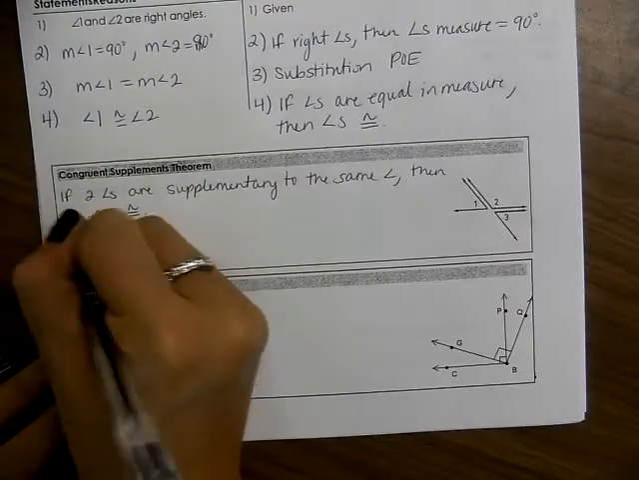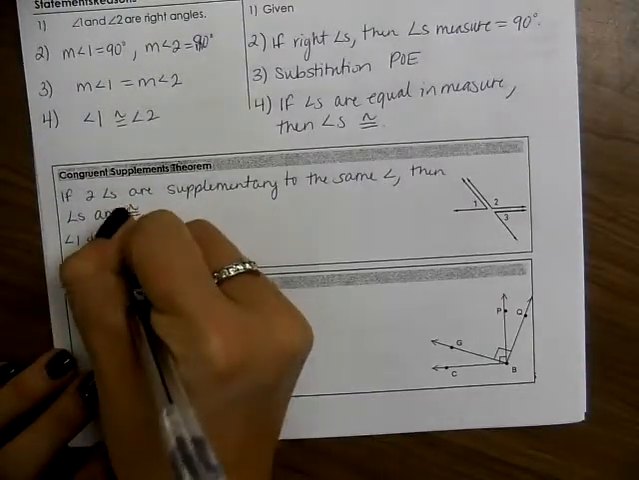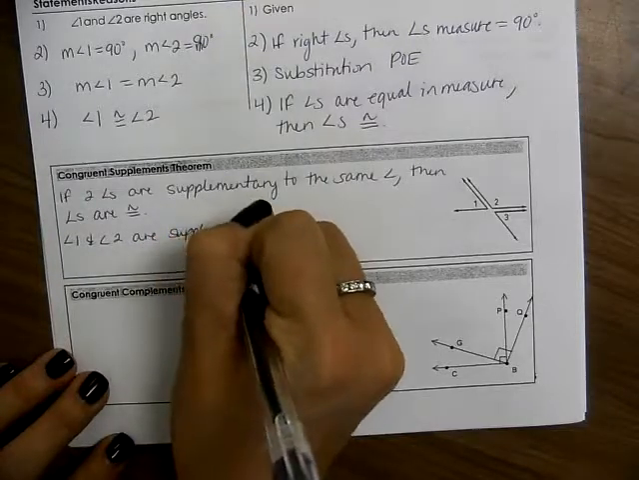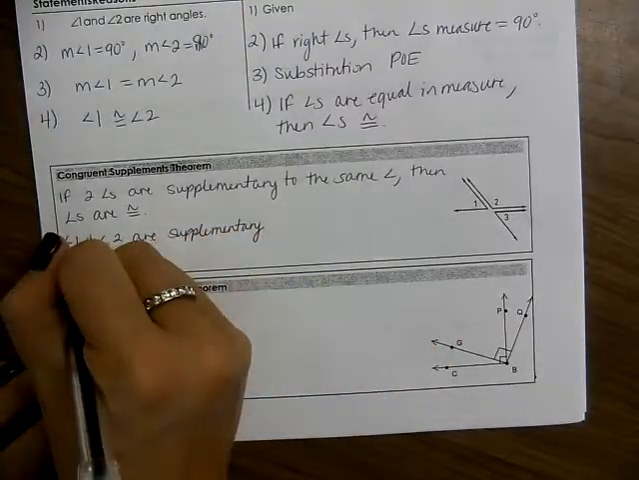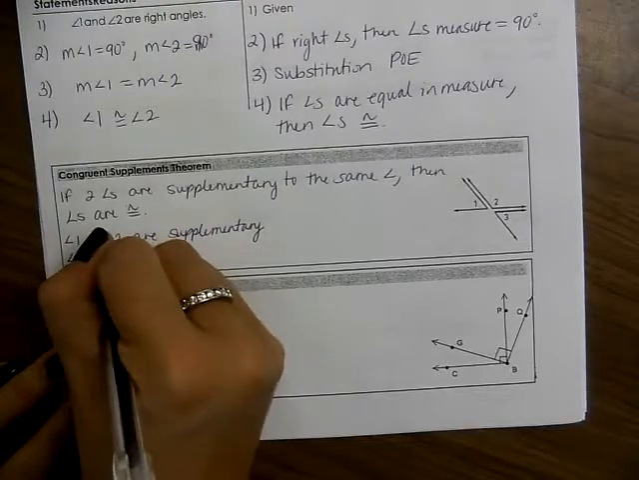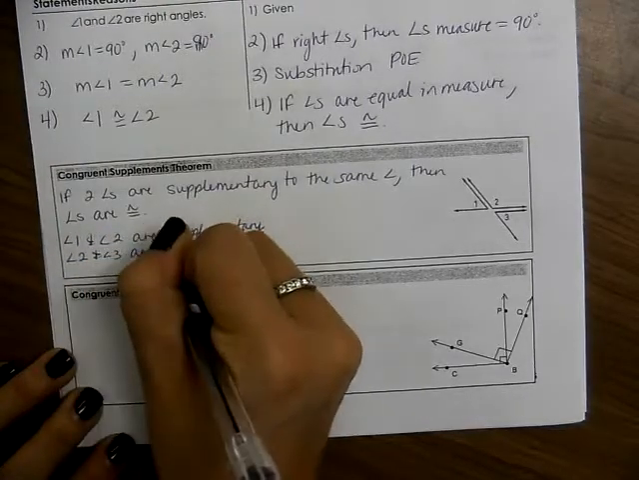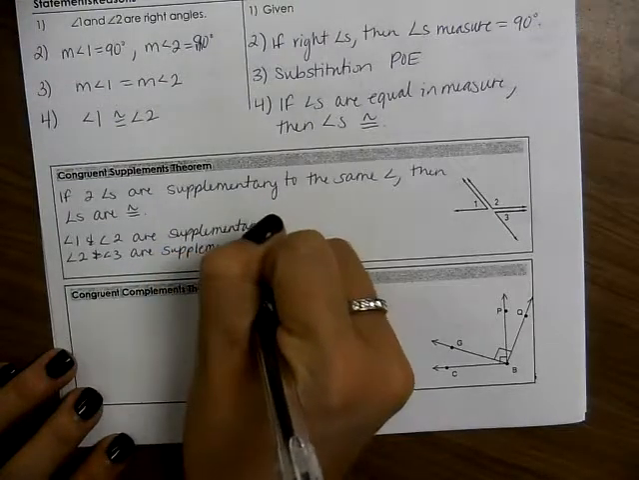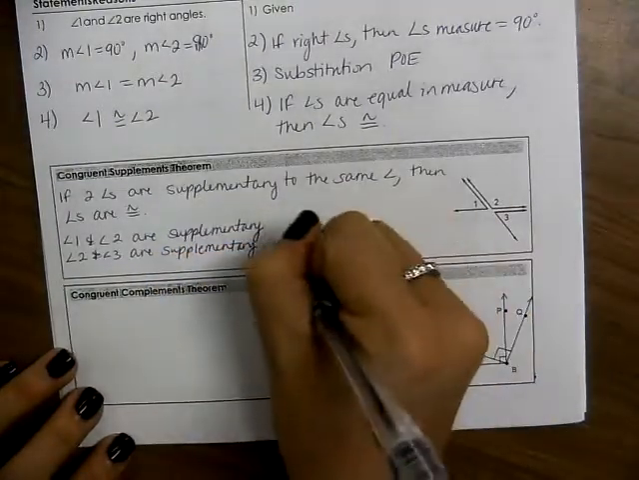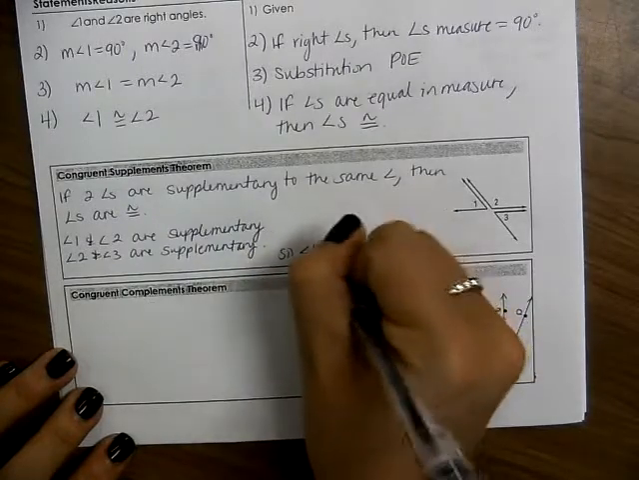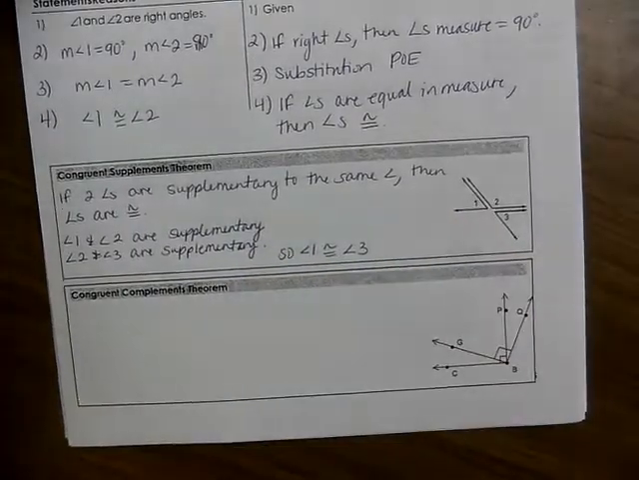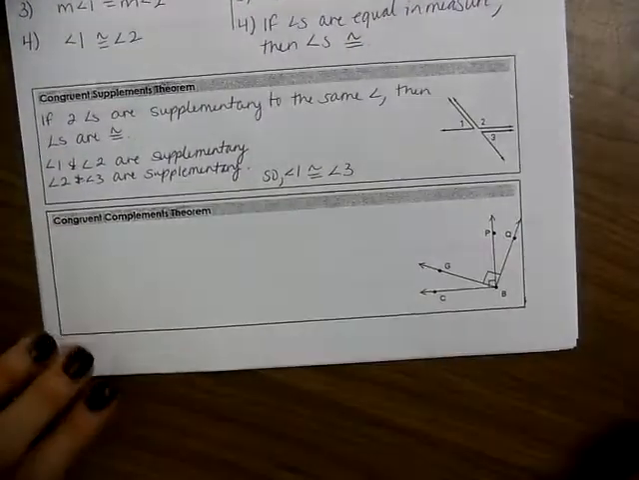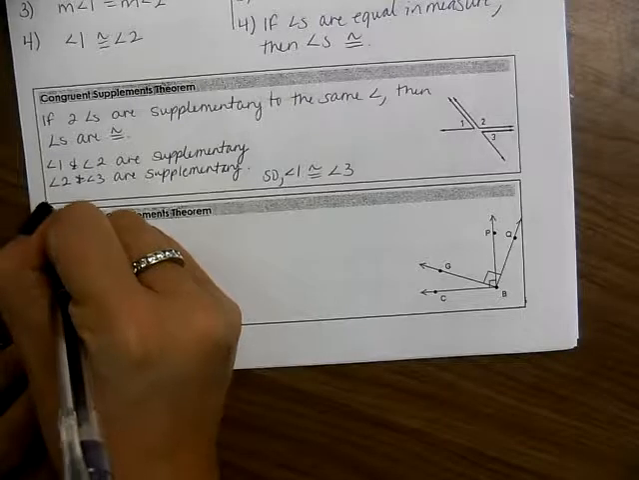So if we know that angle 1 and angle 2 are supplementary, remember, to be supplementary, you add up to 180 degrees. And angle 2 and angle 3 are supplementary. Then we know that angle 1 has to be congruent to angle 3 in order for that statement to be true. Okay? Now the complement theorem says the same thing, except it talks about complementary angles.